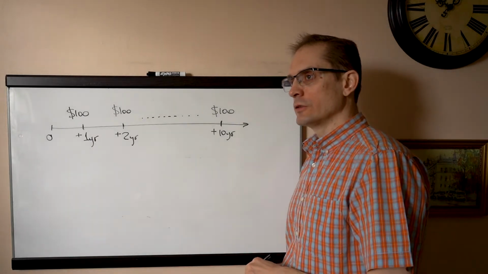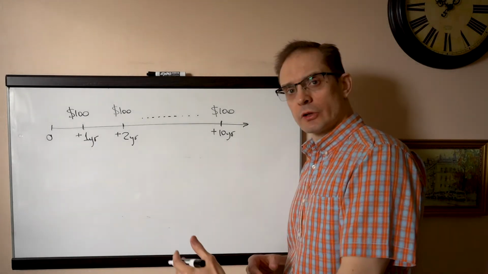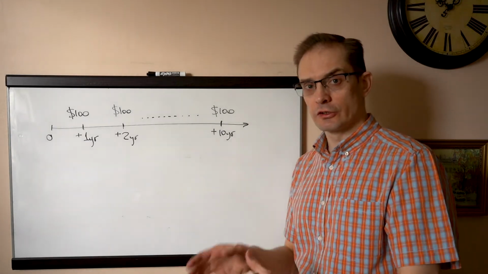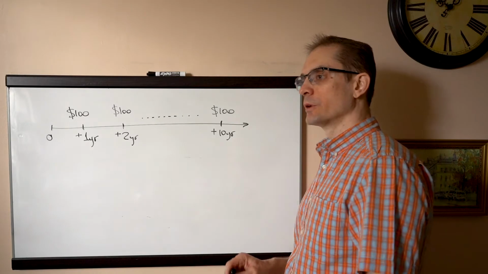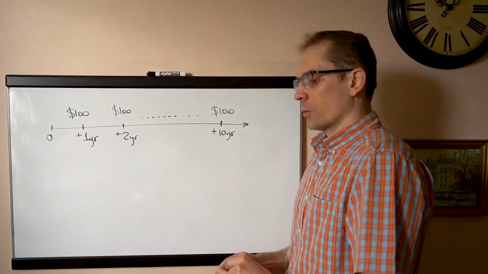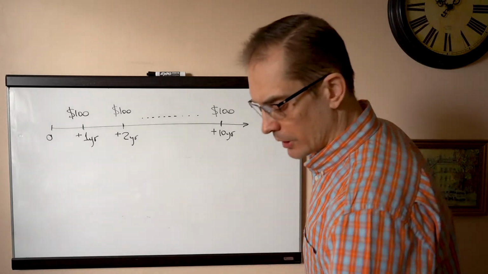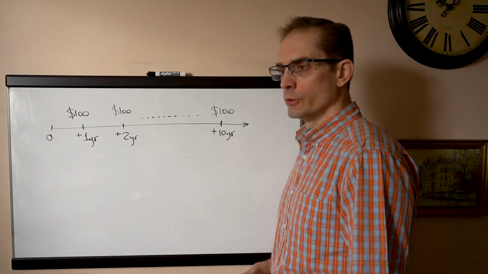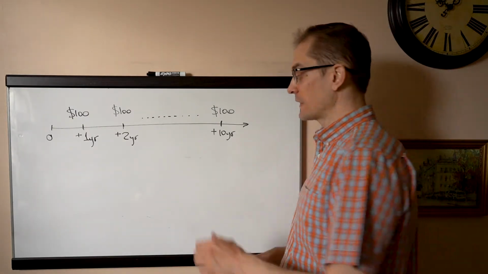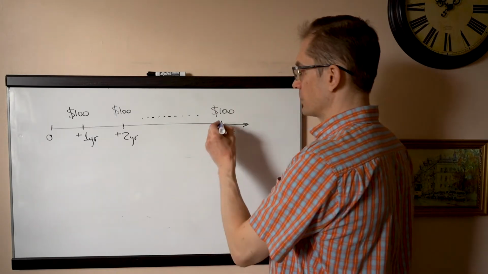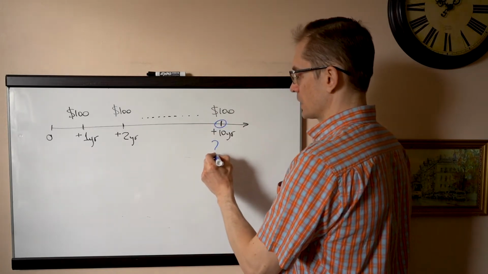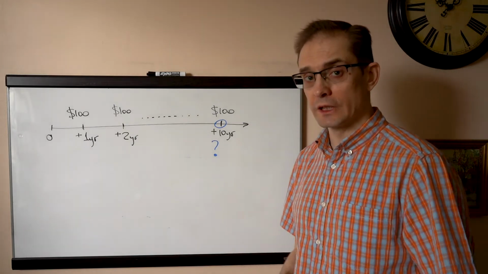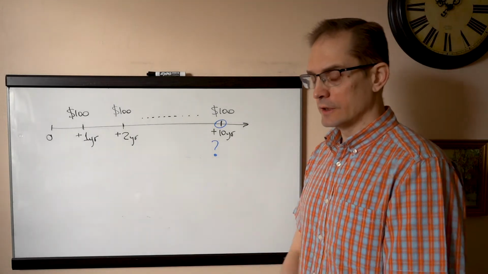So in this case, you just come to a bank at the end of every year and put $100 into your savings account. Pretty straightforward stuff. Well, we can ask now a question. How much money will you have in your savings account at the end of 10 years? How much money will you have accumulated by the end of 10 years?